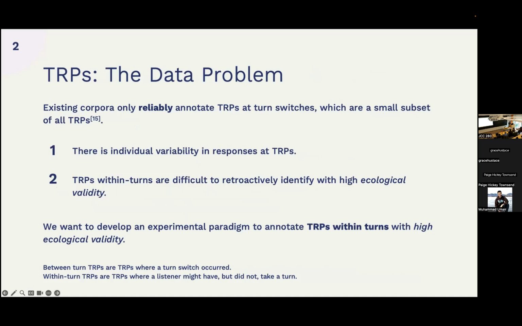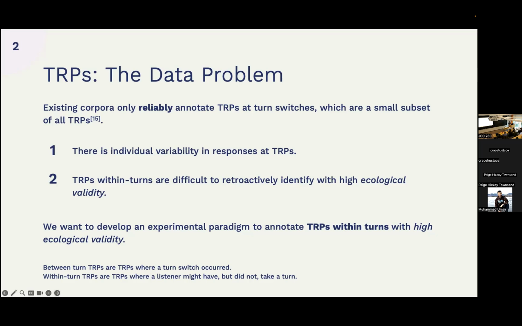So the problem here is that we can annotate TRPs between turns, but we can't annotate TRPs within turns. The reason is that there's individual variability of actually responding at TRPs within turns, and then they're difficult to identify in an ecologically valid manner. And what that means is in a way that actually happens.